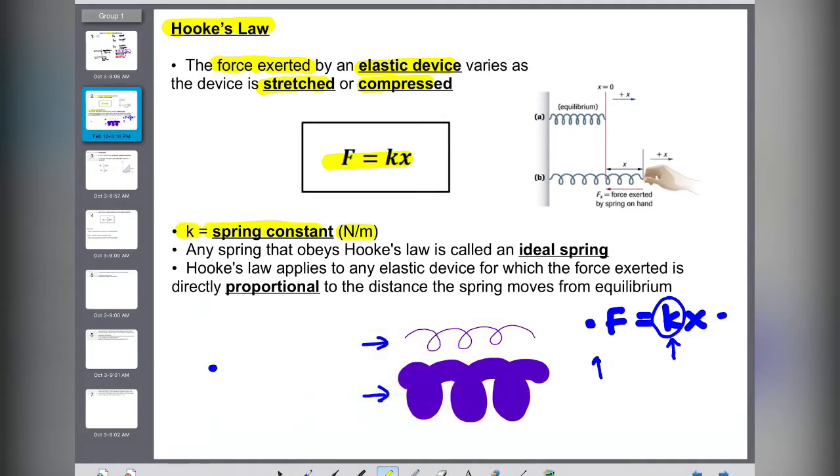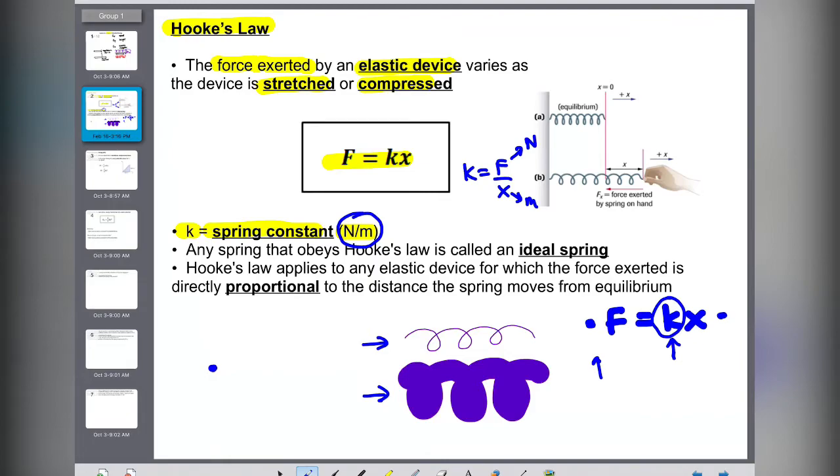Okay, so k stands for spring constant. The unit for that is newtons per meter. You can work it out from the equation. If I rearrange the equation for k, it's F over x, or the change in x. F is measured in newtons, x is measured in meters, and that's why the unit for the spring constant is newtons per meter.